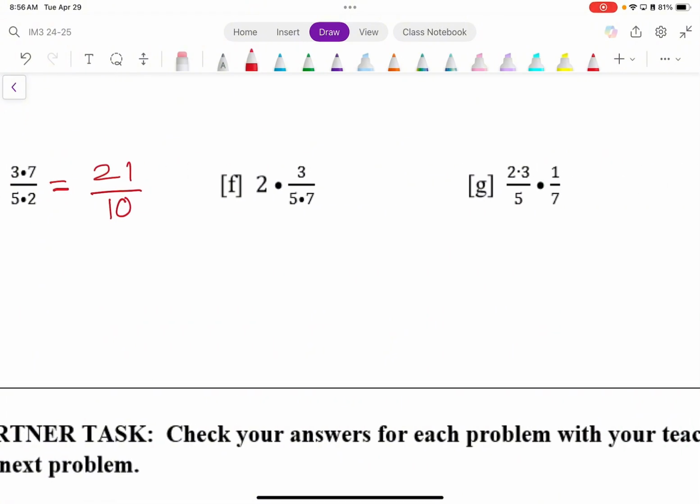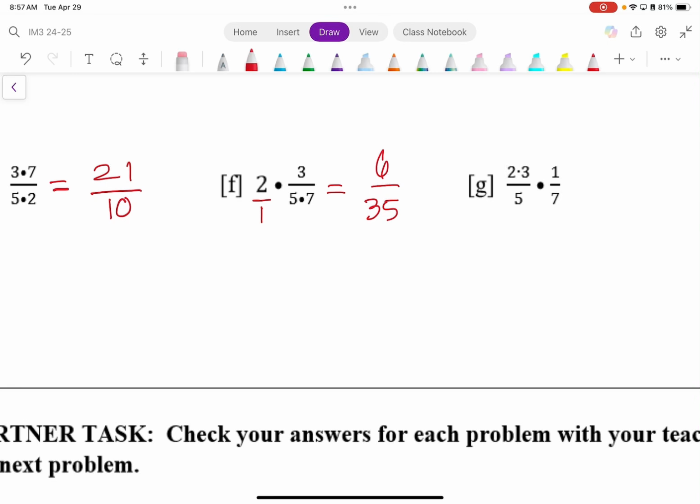All right, then we have 2 times 3 over 5 times 7. So now we're taking that 2 and we're like pulling it out. It's like a whole number now. So whole numbers have a denominator of 1, and it gives us a result of what? 6 over 35.